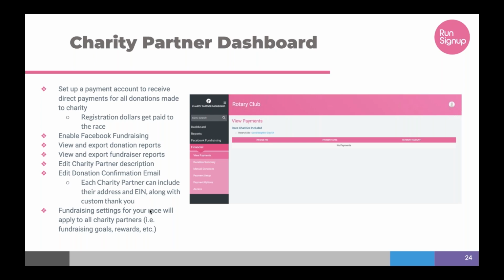The only note I wanted to mention is that the fundraising settings that you set up for your race are going to apply to all the charity partners that are attached to your race. So if you have fundraising goals or automated rewards, it's going to apply to every charity partner.